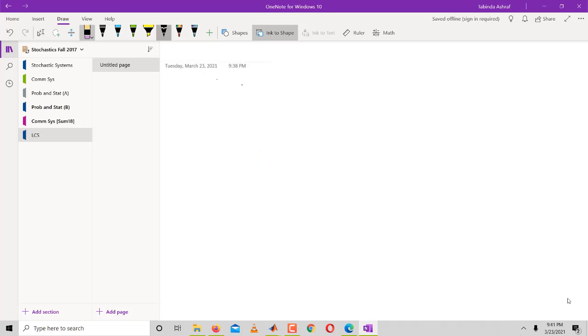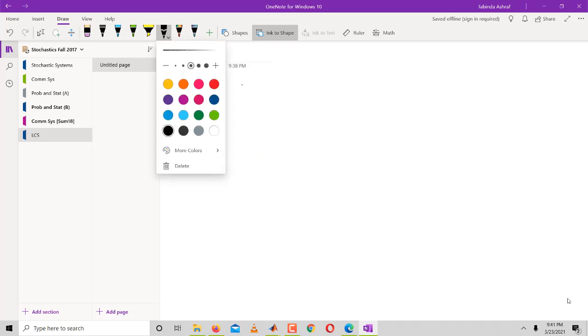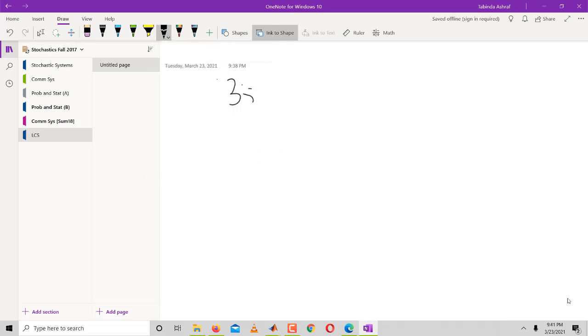Okay, so students, we have the transfer function as 3s over s plus 1, right? So we can write 3s over s plus 1 equals y, the output, by the input u. We'll do a little maths here.